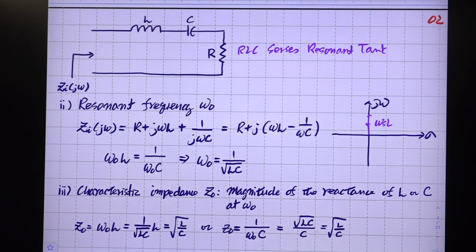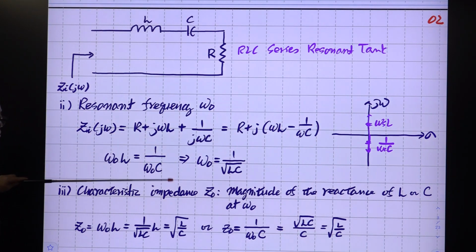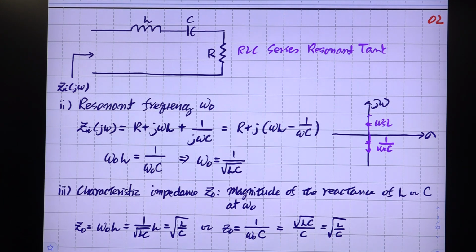Omega L is the reactance of the inductor, and 1 over omega C is the reactance of the capacitor. They are the same in magnitude and out of phase, so they cancel and the net reactance becomes 0. With this condition, this is called the resonant frequency. This is the only unique definition of resonant frequency.